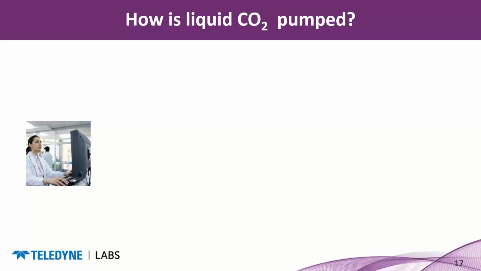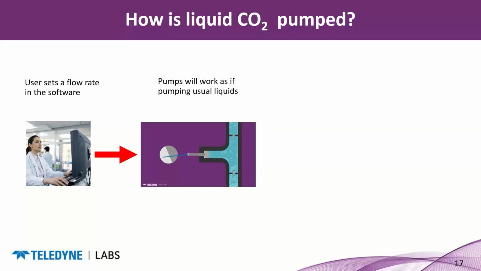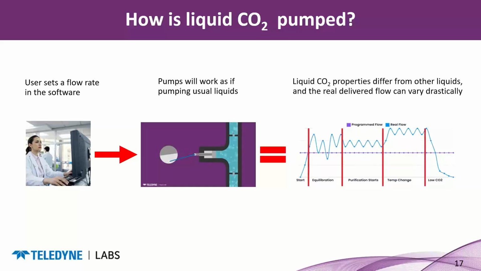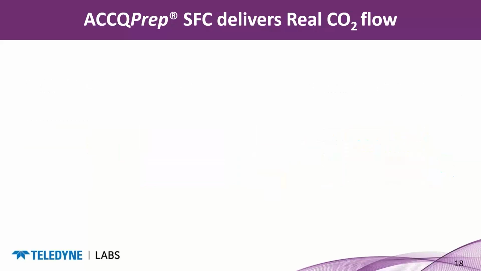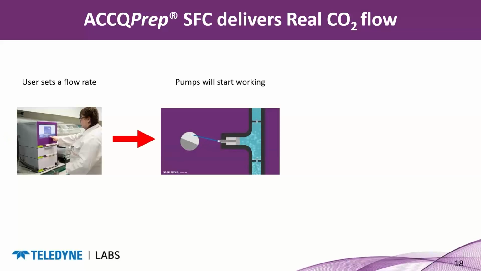So how's the CO2 liquid pumped? The user sets a flow rate in the software. The pumps will work as if they're pumping the usual liquids like an HPLC. Because liquid CO2 is, for lack of a better word, squishier than a lot of other liquids, more compressible, the real delivered flow can vary drastically. However, our system will give you what we term a real CO2 flow. Again, you set the flow rate and the pumps start working.